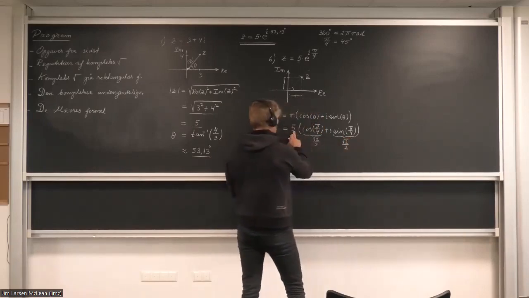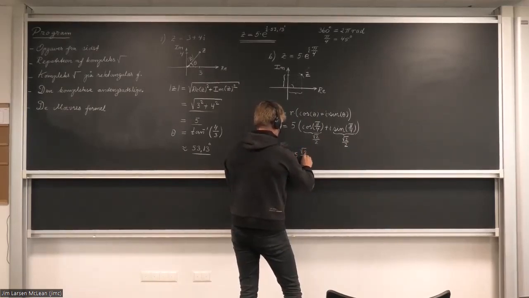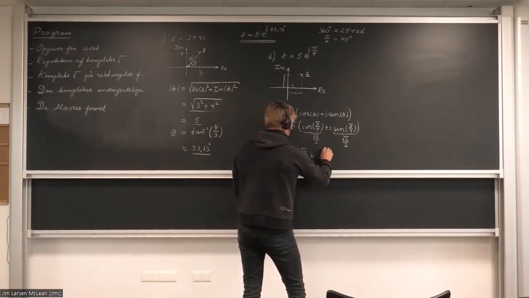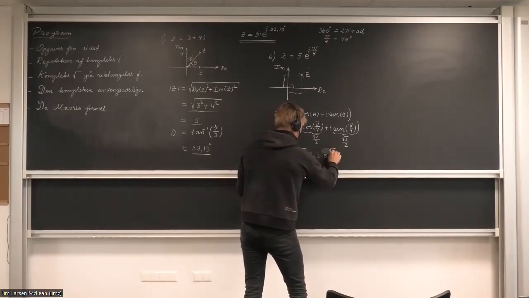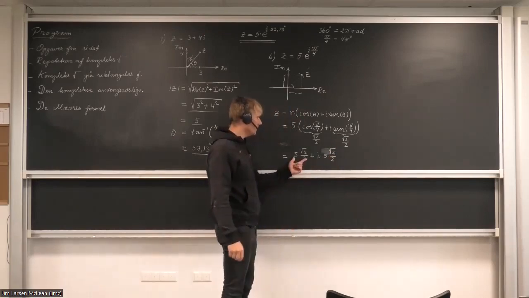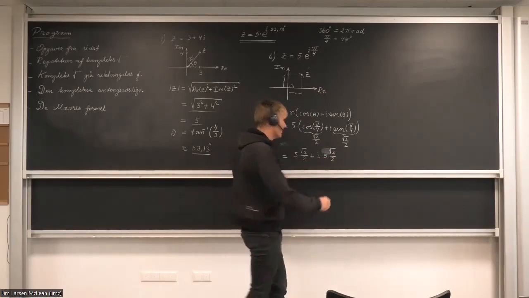So now I can just multiply by 5. So I get 5 times the square root of 2 over 2, plus i times 5 times the square root of 2 over 2. You'd better write that down neatly. So this right here is the real part, and that's the imaginary part. And now it's in proper rectangular form.